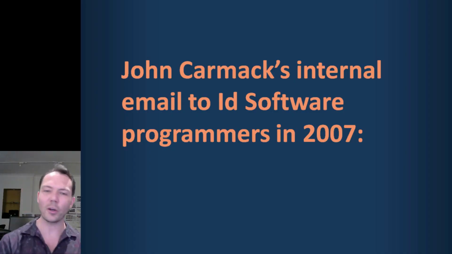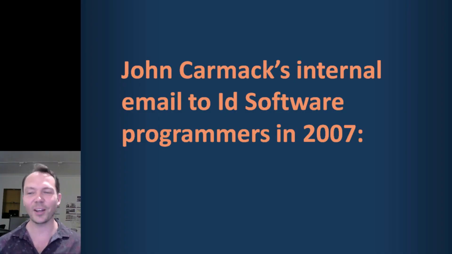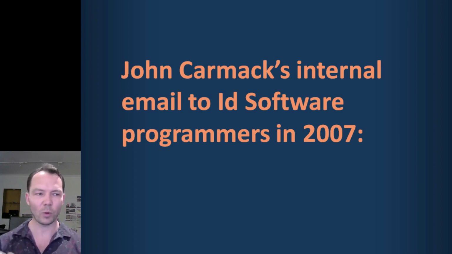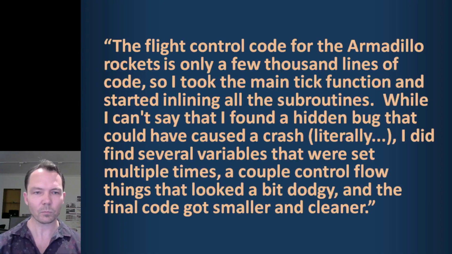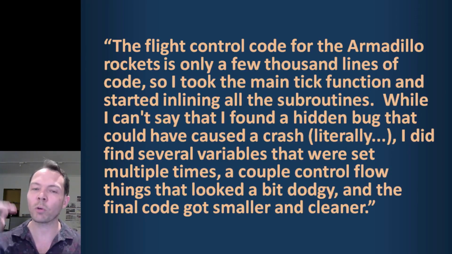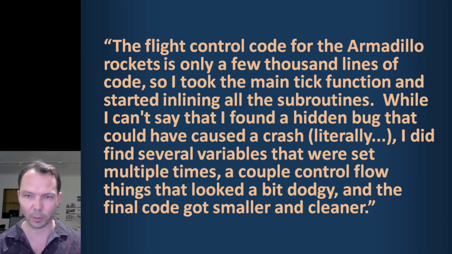Now, this is a really long email and it covers a lot of issues that I'm not going to read the whole thing. It would take a while. But I'm going to isolate a few spots that are relevant to what I'm talking about. He starts by talking about a relatively small code base for a simpler problem, right? The Armadillo Aerospace rockets. And he says the flight control code for the Armadillo rockets is only a few thousand lines of code. So I took the main tick function and started inlining all the subroutines, right? That's the reverse of the factoring process we were just talking about.